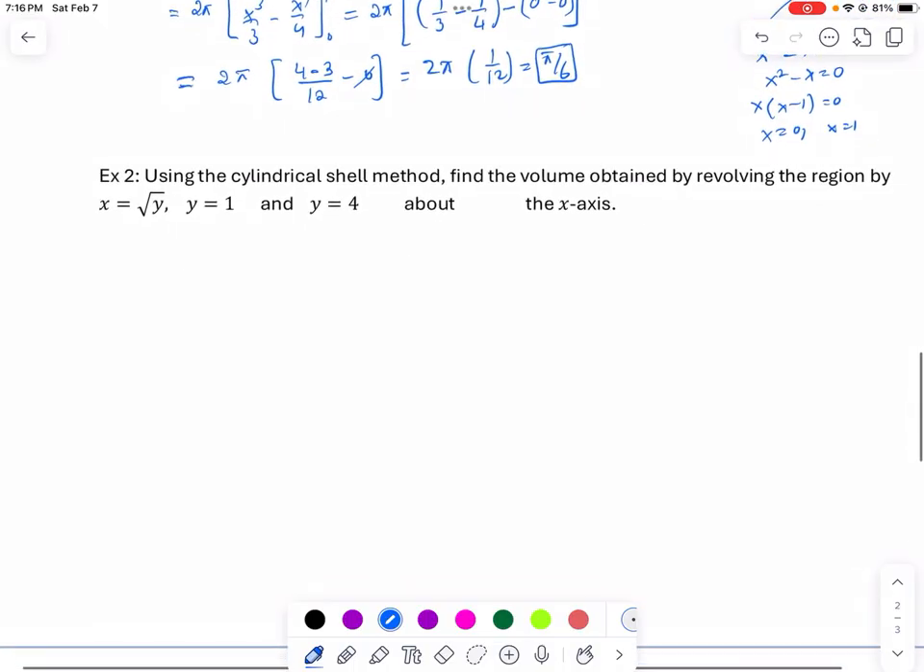Okay, looking at the next one. It says using the cylindrical shell method, find the volume obtained by revolving the region bounded by x is equal to square root of y, y is equal to 1 and y is equal to 4 about the x-axis. So remember, if we are using the cylindrical shell method, and the region is being revolved around the x-axis, then our function must be in terms of y. So this is in terms of y, yes, and then we are given the limits on y. So let's see what it looks like when we graph it.